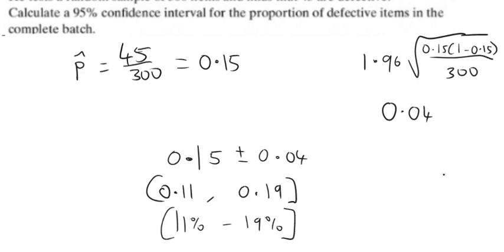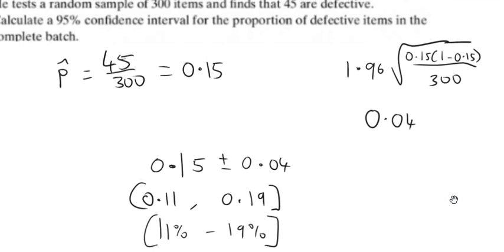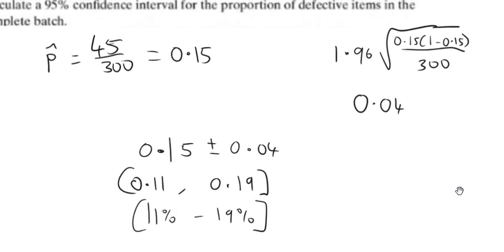So between 11 and 19% of the items are defective for the whole company, basically, or for all of the ones produced by the machine. So he only tests 300 items, and he finds that 45 are defective. But we're 95% sure then that for all of the items produced by the machine in total, so for the whole company, between 11 and 19% of them are defective. So that's what that means. So that's it for confidence intervals.